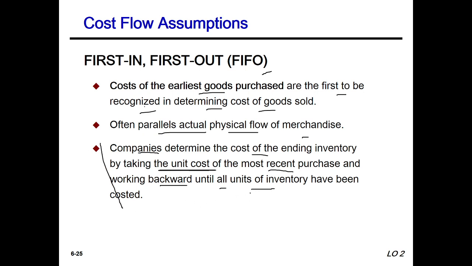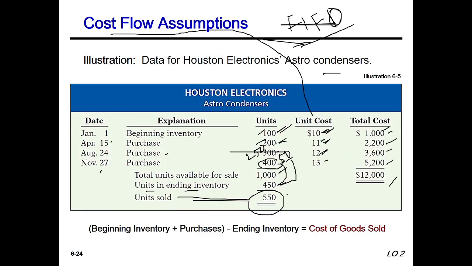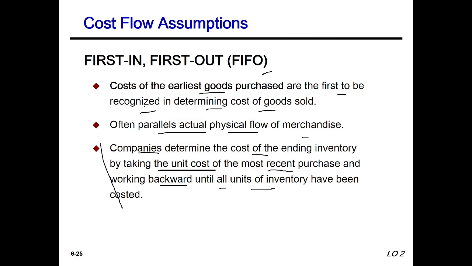I will make this portion clear. Here we have units in ending inventory of 450. Of this 450, 400 is at unit cost 13, and here we consider 50 at unit cost 12, until the 450 are completely costed. So in our answer we will look at this.